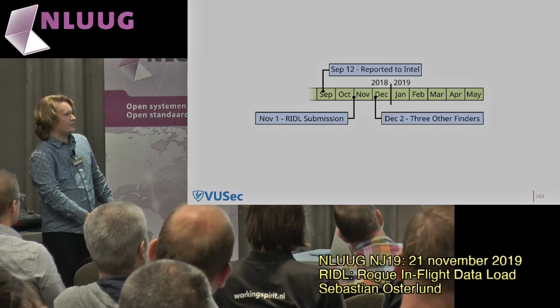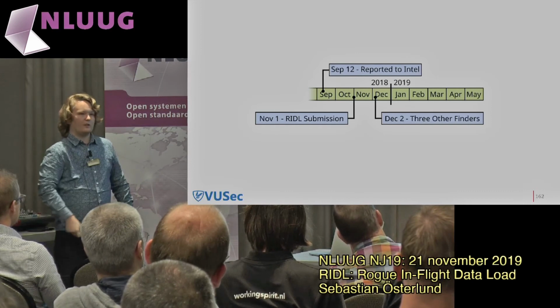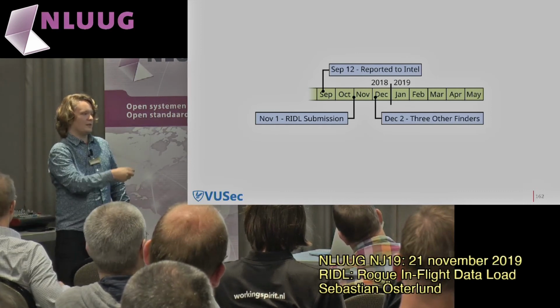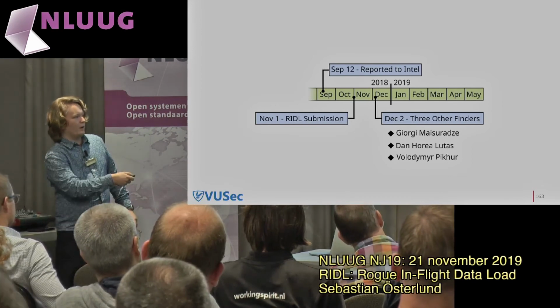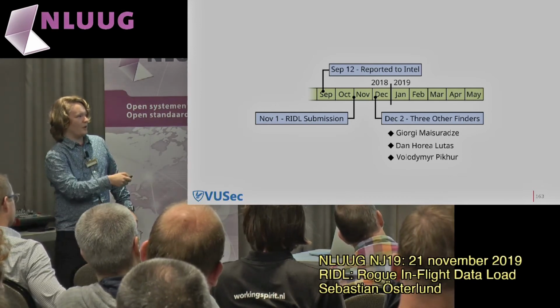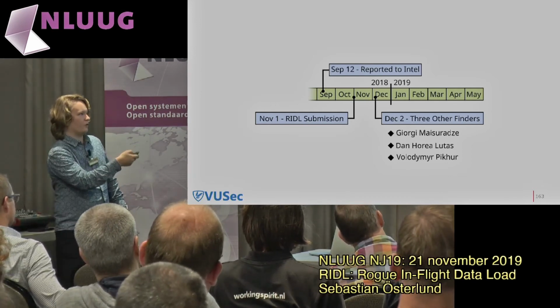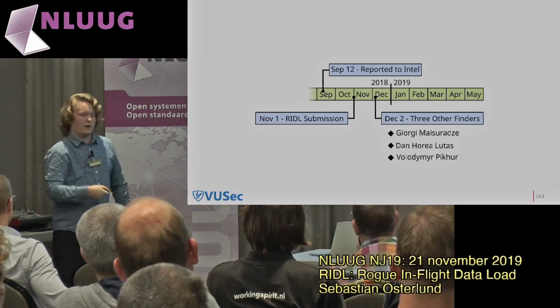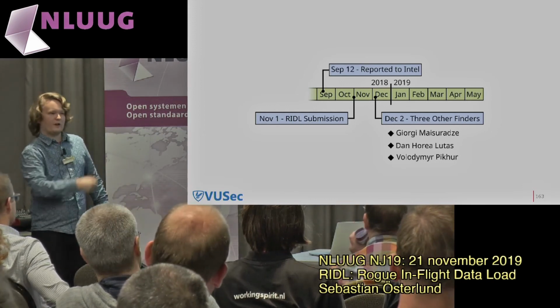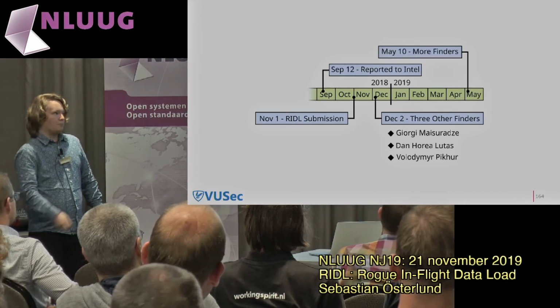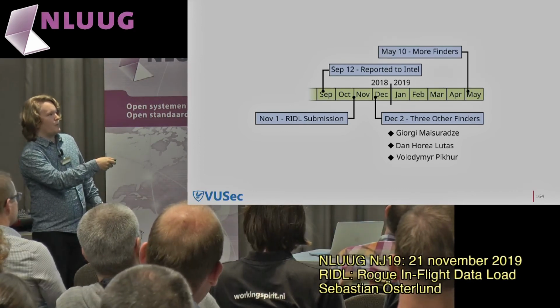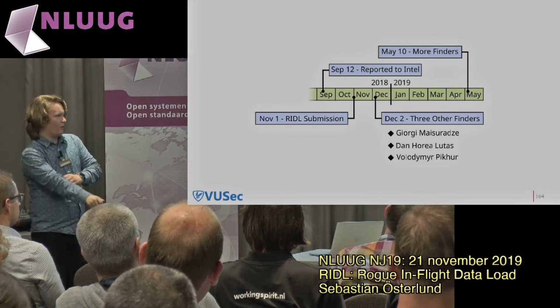Later we got some information from Intel: oh yeah, there are also other people who have found similar issues, and we got put into contact with them. Only Georgie wanted to collaborate on a paper, so we added him as an author, and he also added the arbitrary kernel read exploit using Spectre gadgets. Then we had an embargo set for May 14th, if I remember correctly.